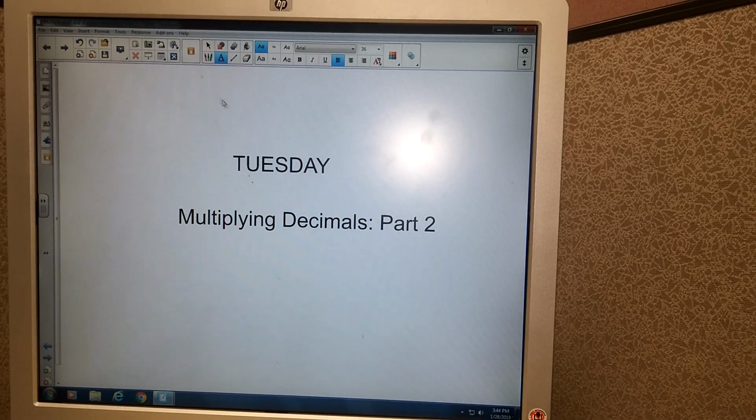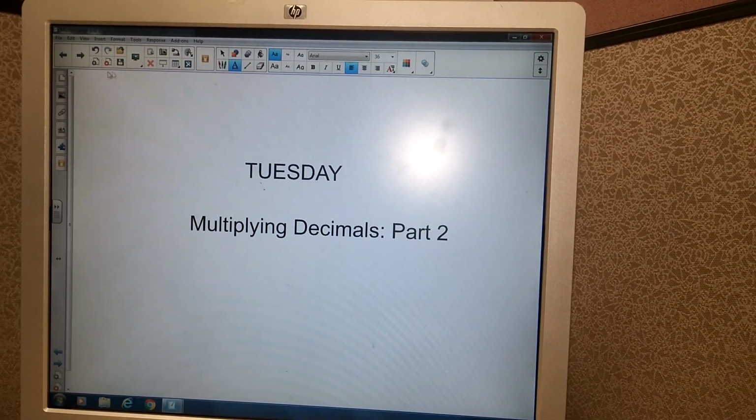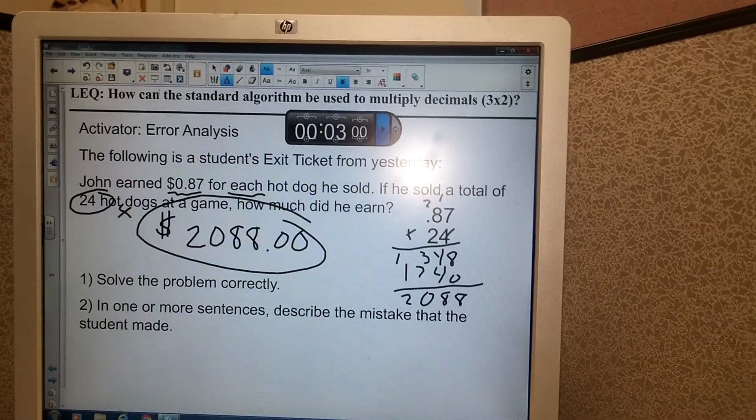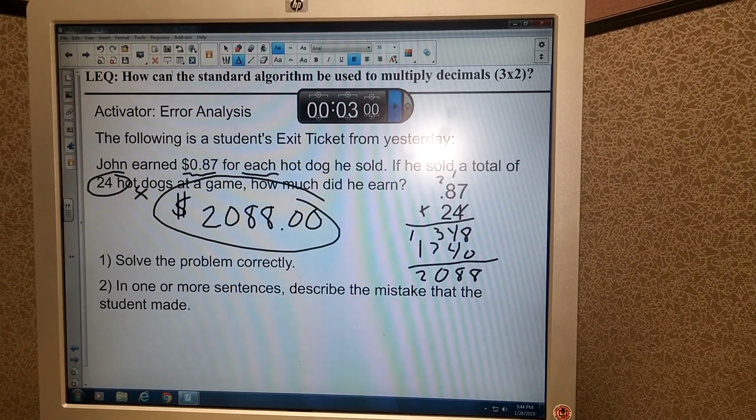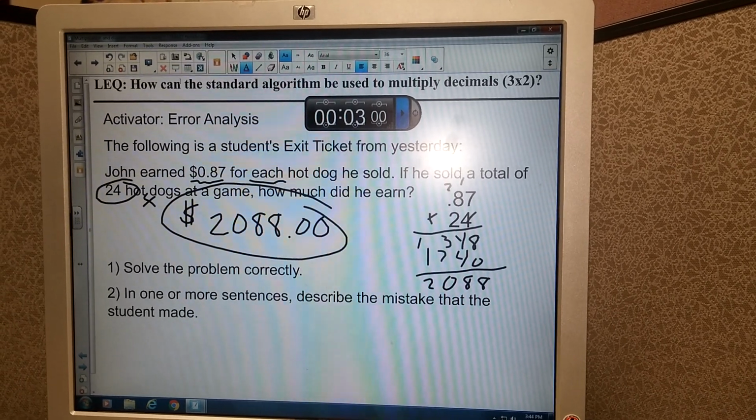So today is Tuesday, notebook: Multiplying Decimals Part 2. To start off, the question we're answering is the same as yesterday: How can the standard algorithm be used to multiply decimals? So here's the error analysis for today.